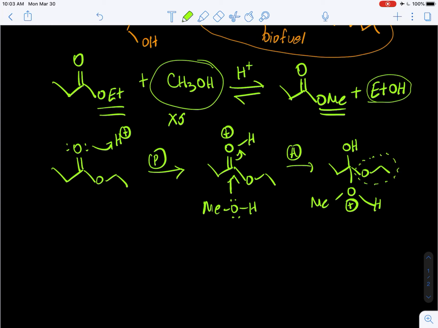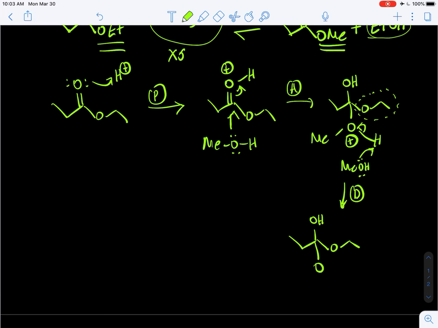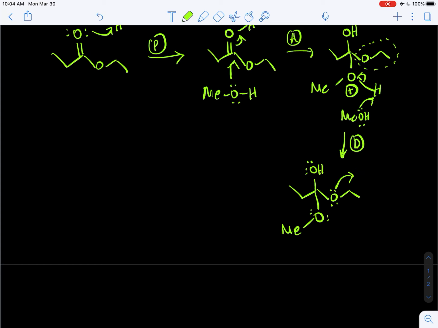Ethanol is the leaving group, but we can't do that in the form that we have now. We need to have some protonation, deprotonation events occur. So methanol or something in solution is going to allow us to do proton transfers. That's what protic solvents can do. So we can deprotonate this guy here. And then we have lots of different oxygen atoms. But remember again, we want to kick off that ethanol, right? So we've got to protonate this oxygen on the right.